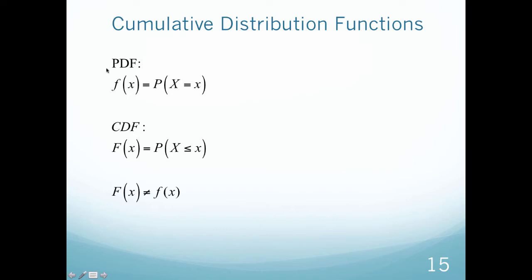So a PDF, or a probability distribution function, looks like this. The probability of a random variable equaling one value gives me the probability of something, right? Which we said is little f of x. Okay, so our y value is our probability.